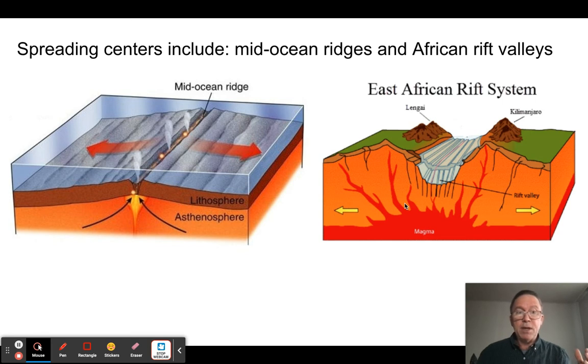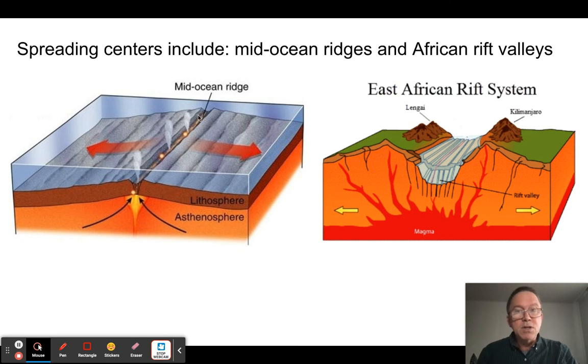Mostly when we talk about spreading centers or divergent boundaries, we're talking about a thing called the mid-ocean ridge. When we look at the oceans, they're mostly these very flat, long, wide open places called the abyssal plain. But then there's these very, very long mountain chains called mid-ocean ridges. And they're not necessarily always in the middle. They are in the Atlantic, but in other oceans, they're not in the middle. But we call them mid-ocean ridges.